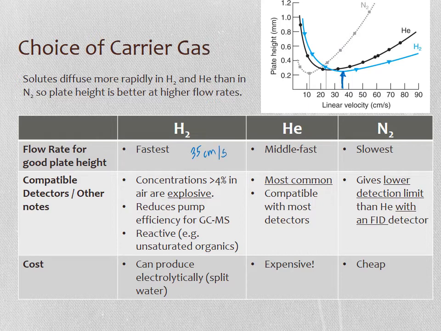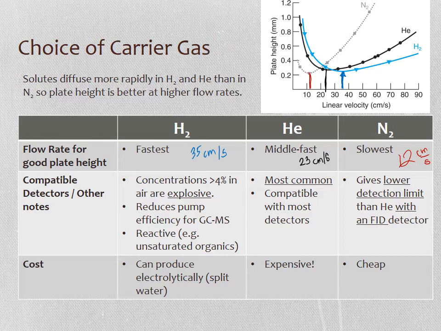For helium, in black, we're able to operate at something like 23 centimeters per second. Remember, the faster you go, the more samples you can do at a given point in time. And then nitrogen is like 12 centimeters per second. So nitrogen is not really a very fast method. You're about to learn about some detectors. Nitrogen gives you a really nice detection limit if you're using a flame ionization detector, and it's pretty common. You can just purify it from air.